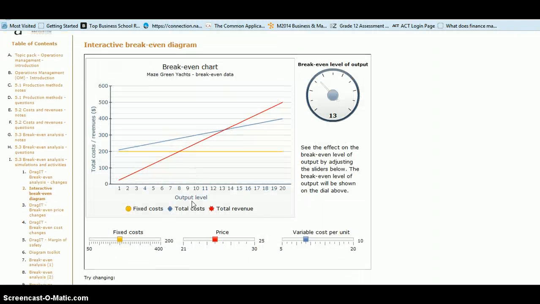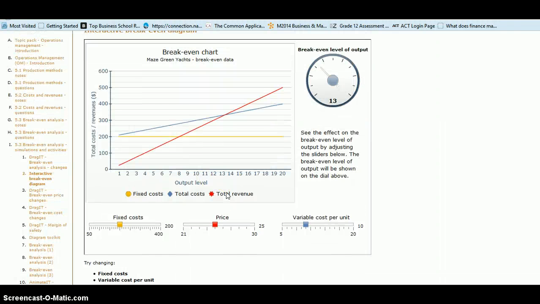Here I've illustrated the Maze Green Yachts. The Maze Green Yachts, as can be shown here, are represented with the fixed cost as a yellow, straight, horizontal line going across, and the total revenue is represented with the red line, while total cost is represented with the blue line.